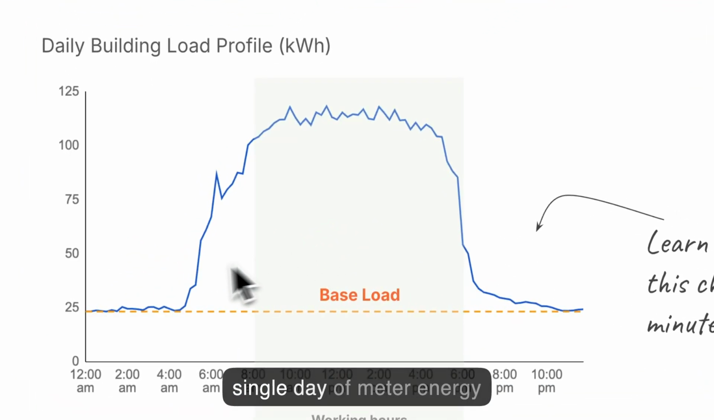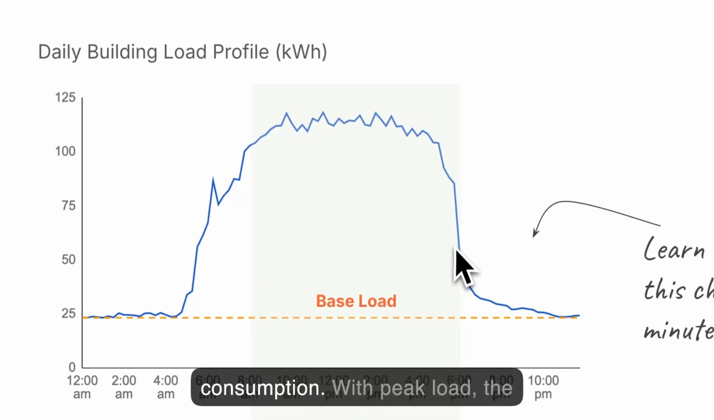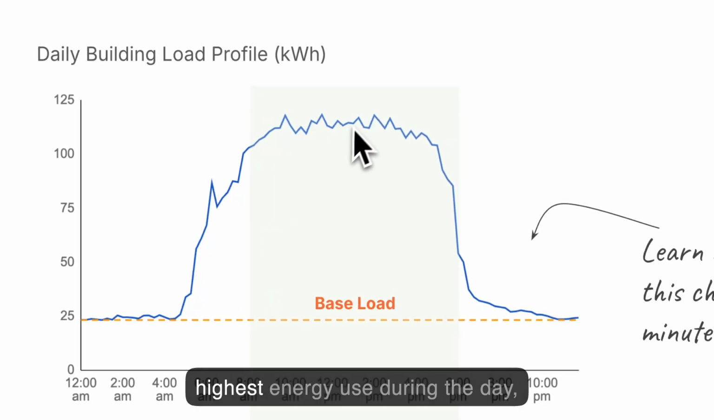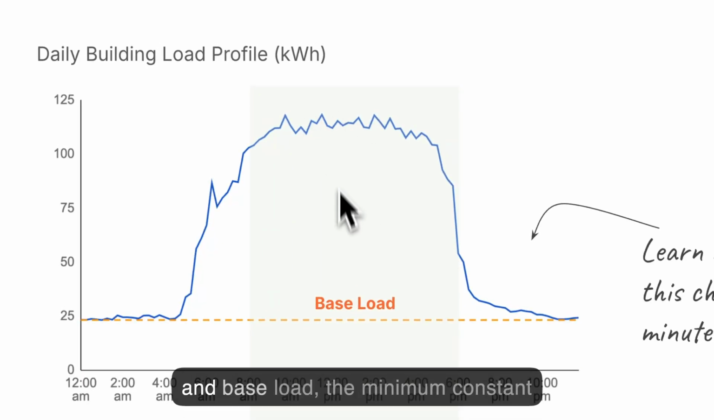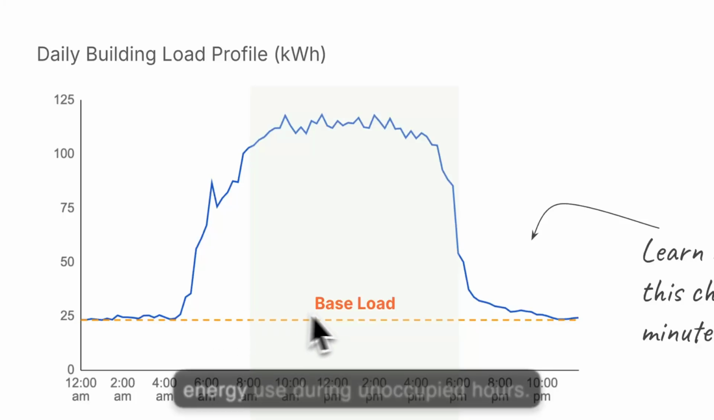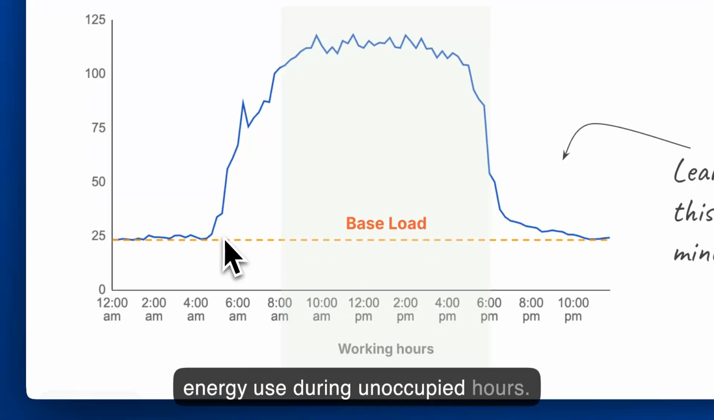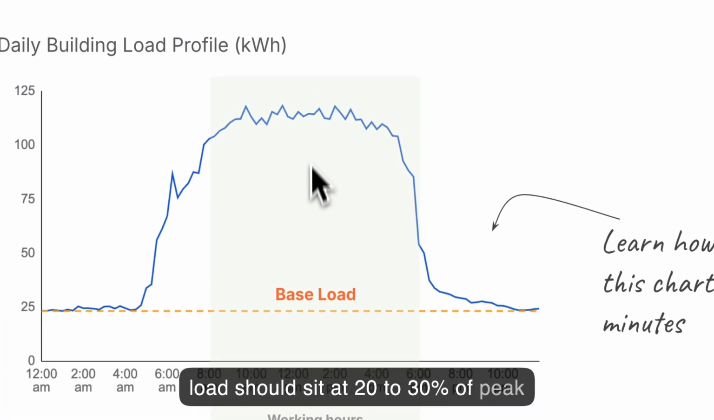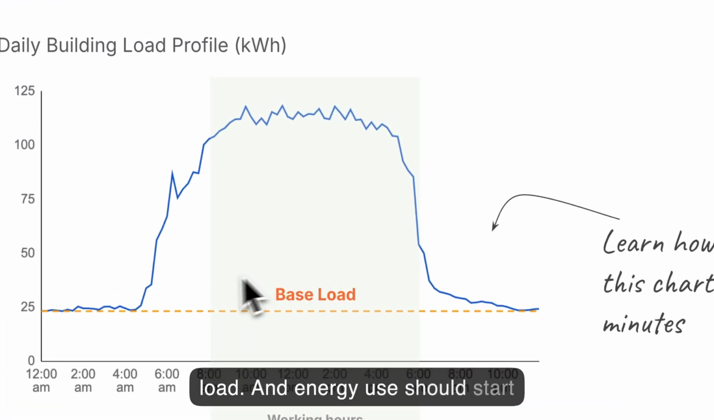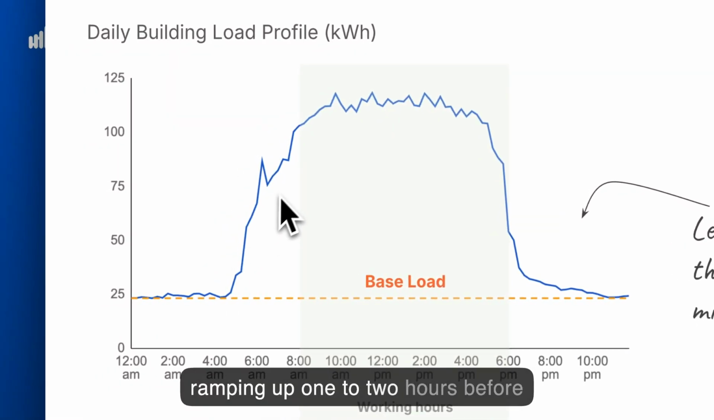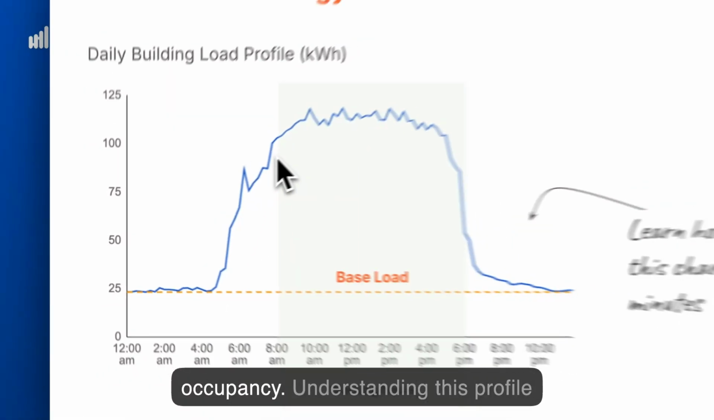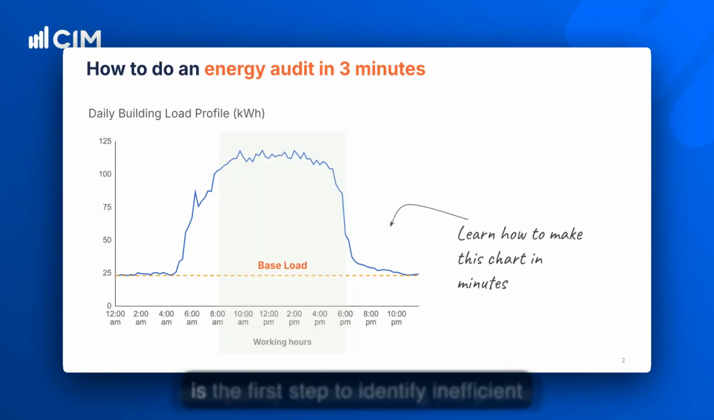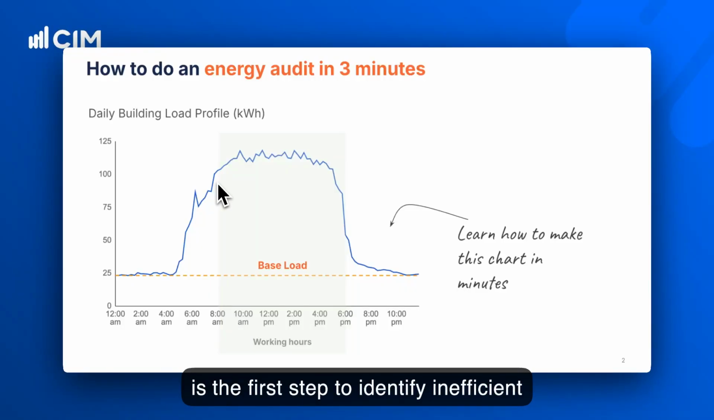It shows a single day of metered energy consumption, with peak load, the highest energy use during the day, and base load, the minimum constant energy use during unoccupied hours. In an energy efficient building, base load should sit at 20 to 30% of peak load. And energy use should start ramping up 1 to 2 hours before occupancy. Understanding this profile is the first step to identify inefficient operation, excessive base load, or poor scheduling.